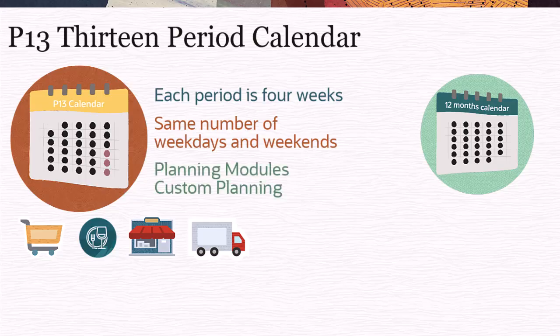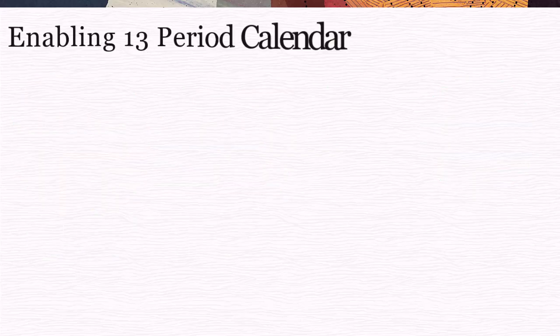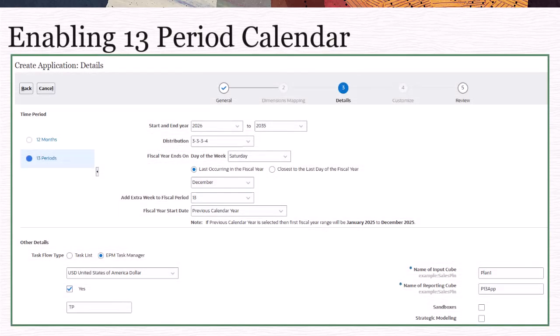13-period calendar support is available when creating a planning modules application. Custom planning applications can use custom period structures, but the documented P13 calendar behavior applies to planning modules. You select a 13-period calendar only when you create a new application. You cannot enable a 13-period calendar for an existing application. The application must use hybrid block storage.